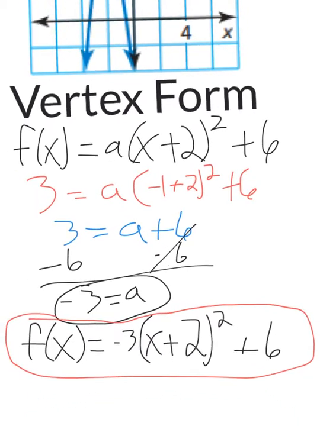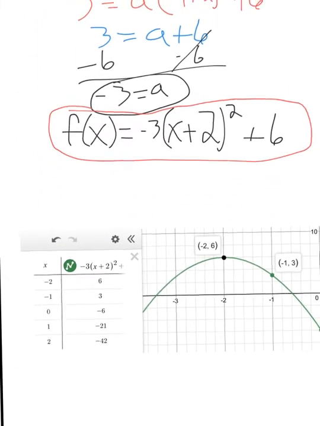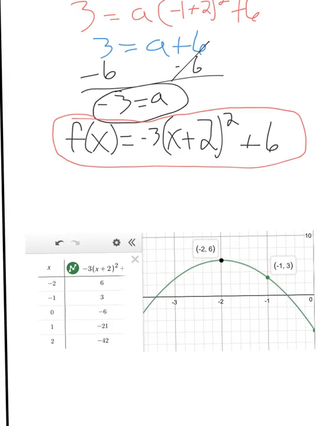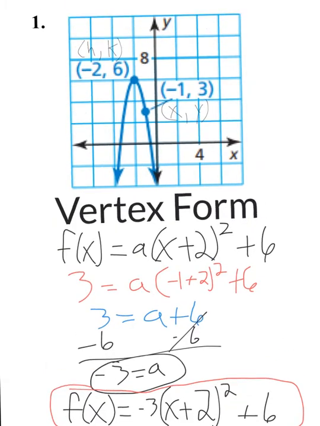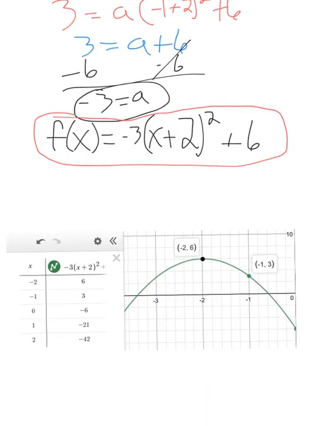So I put that together for my final function as f of x equals negative 3 times x plus 2 squared plus 6. So I plugged it into my graphic calculator, and I should see those 2 points that were given to me. I saw the vertex of negative 2, 6, and the point that was not the vertex, negative 1, 3. Okay, and that's that.